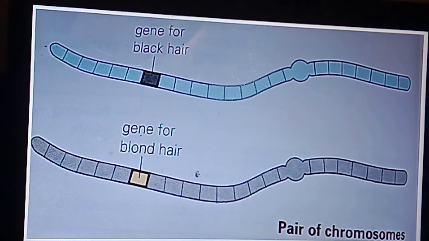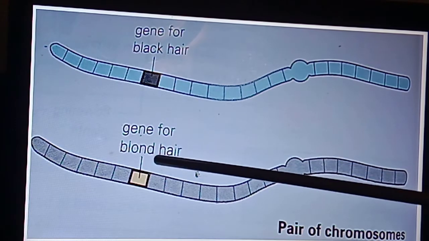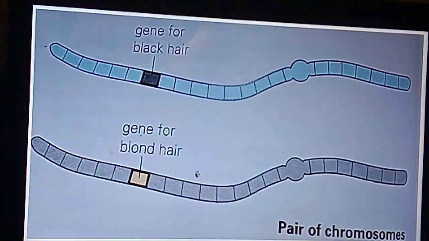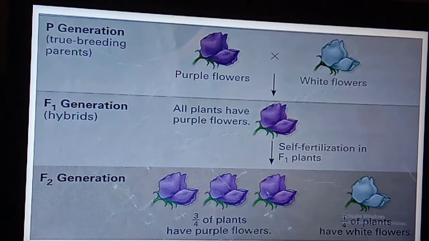The alternative form of a gene is an allele. We have two alleles for the gene controlling hair color. These are blonde and black hair. What is a dominant allele? A dominant allele refers to the one of the two different alleles in a heterozygote that appears to affect the trait. And what is a recessive allele? A recessive allele refers to the other allele that does not appear to affect the trait.